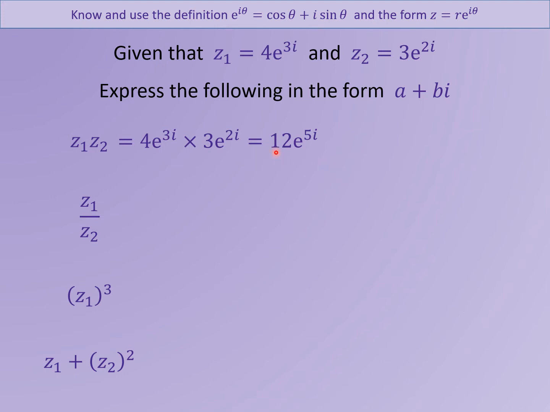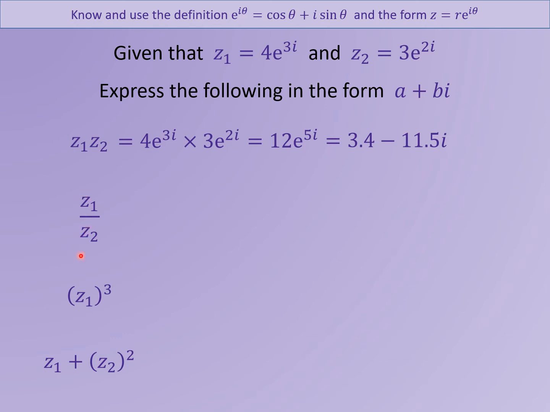And then once it's in that form, I can do 12 cos 5 for one part of it and 12 sine 5 for the other part, and that's going to give me the answer. Okay. What about this one?